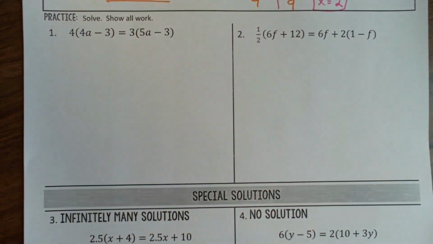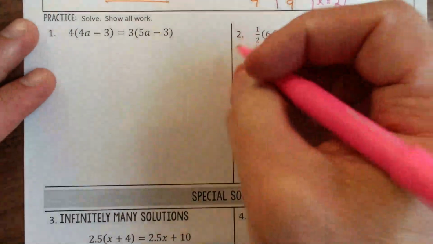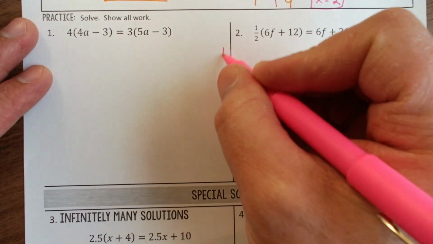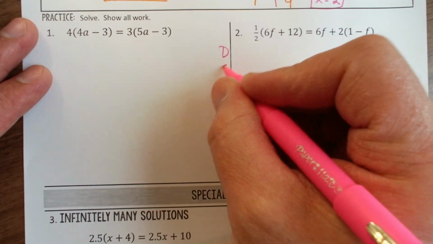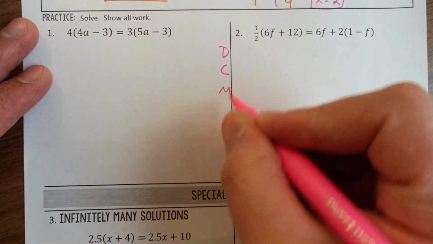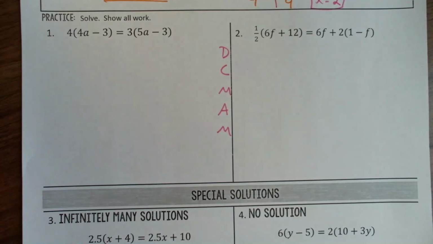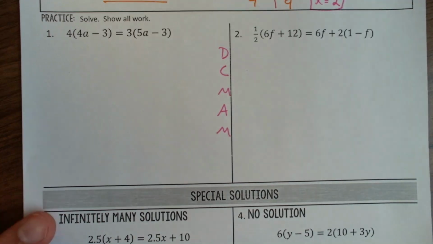Okay, so here we're going to practice and we're going to show all of our work. So again, the very first thing I'm going to say is, and I'm going to write it right down here in the middle, so in that way I can check mark on both sides. We distribute, we combine like terms, we move, we add and subtract, we multiply and divide. Don't call me after midnight.